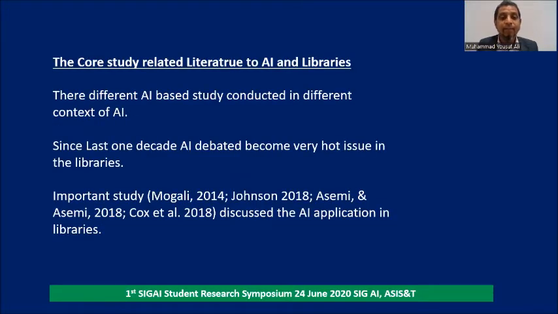There are different AI-based studies conducted in different contexts of artificial intelligence and libraries. Over the last decade, the AI debate has become a very hot issue in libraries. Some important studies, Mogali in 2014, Johnson in 2018, Assimi and Assimi in 2018, and Cox et al. in 2018, discuss AI applications in libraries and the future of AI in libraries.